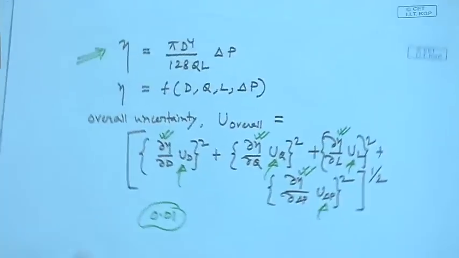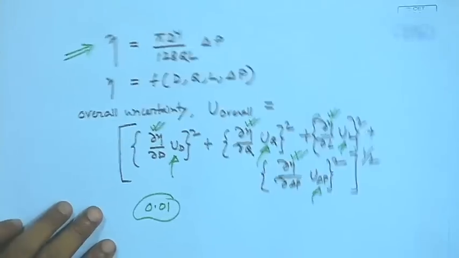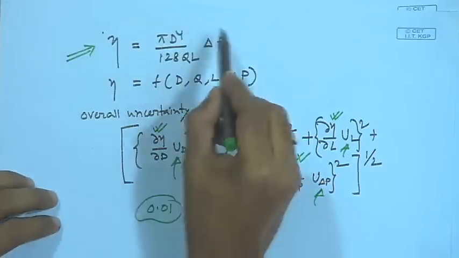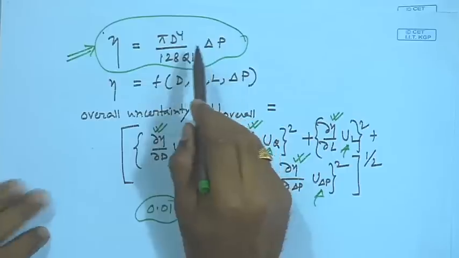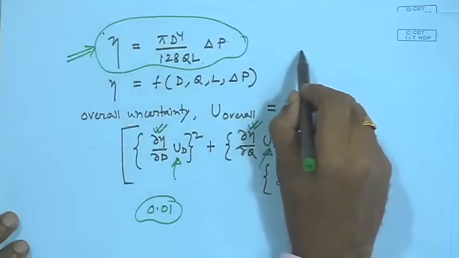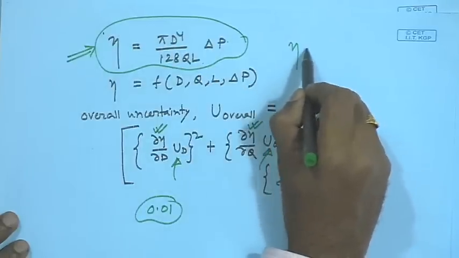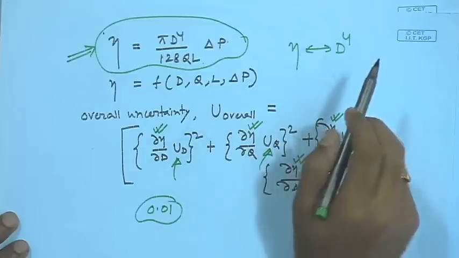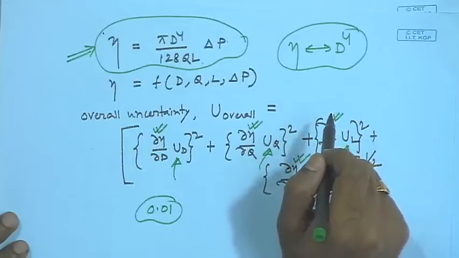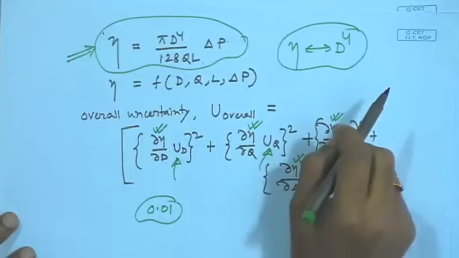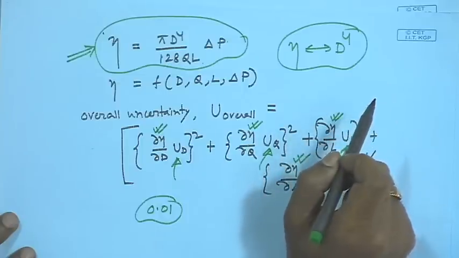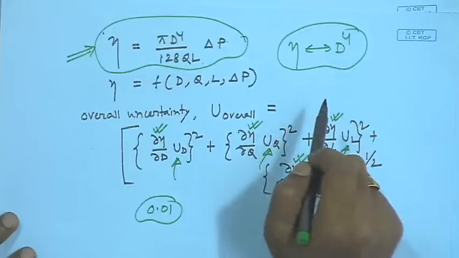If you look at the relationship of eta with the diameter, Q, L and delta P, you see eta varies with the 4th power of diameter. That is the reason we see a very sharp decrease in uncertainty when we reduce the uncertainty in the diameter.